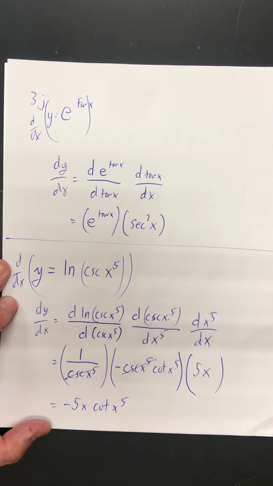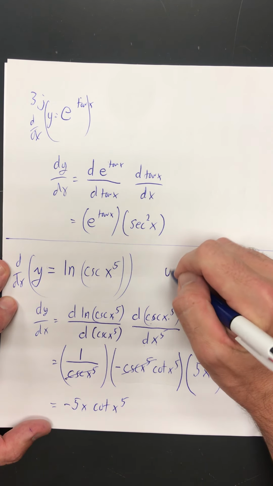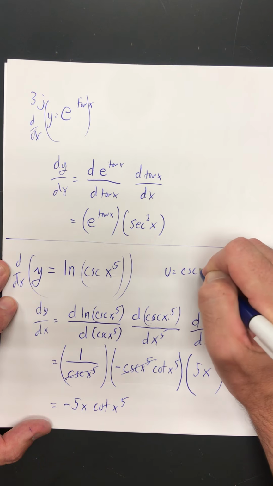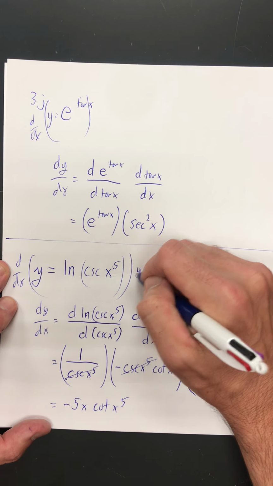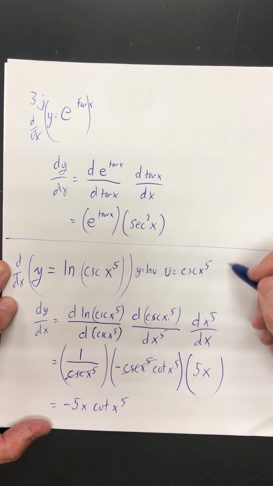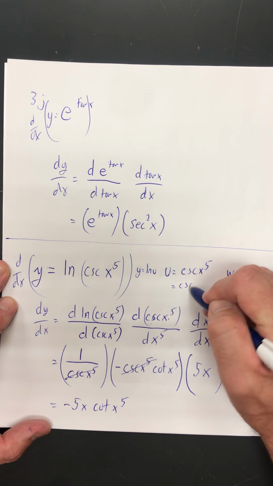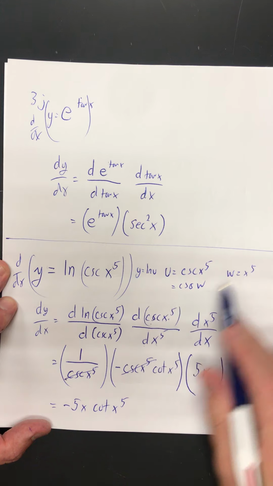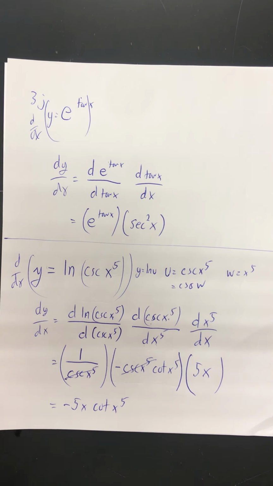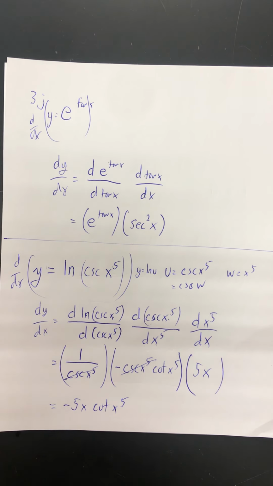If I was doing this with let statements, I would have let u is equal to cosecant of x to the fifth, then this would turn into y equals ln of u, and then I would probably do w is equal to x to the fifth, this would become cosecant of w, and then I have 3 things whose rules I know. So there you go. Hopefully this helps you with your homework, and yeah.